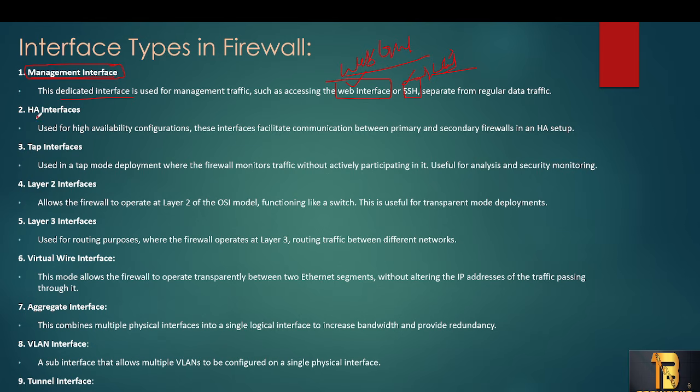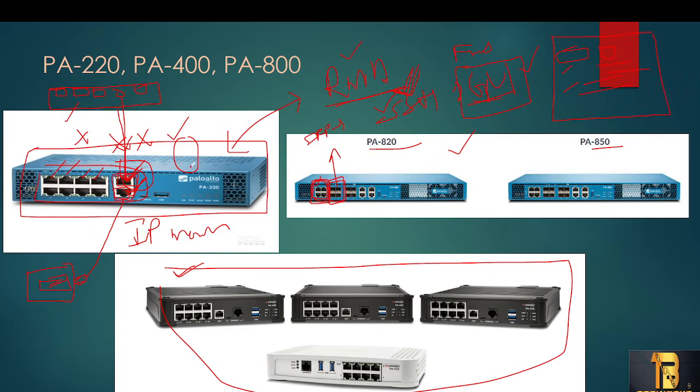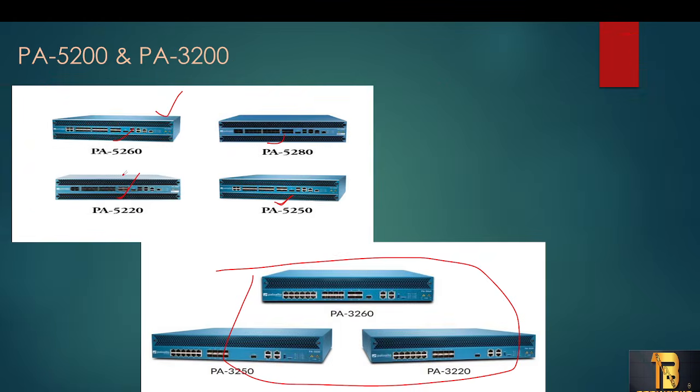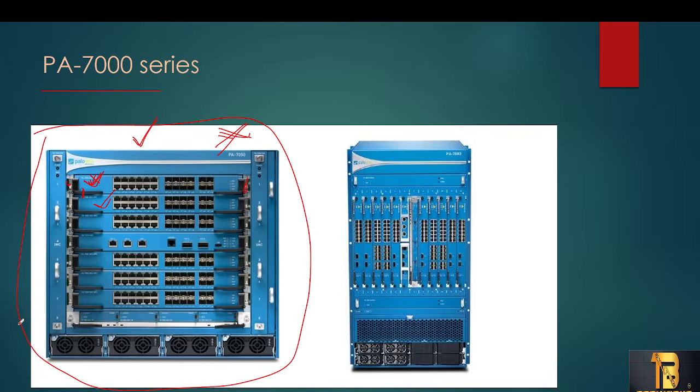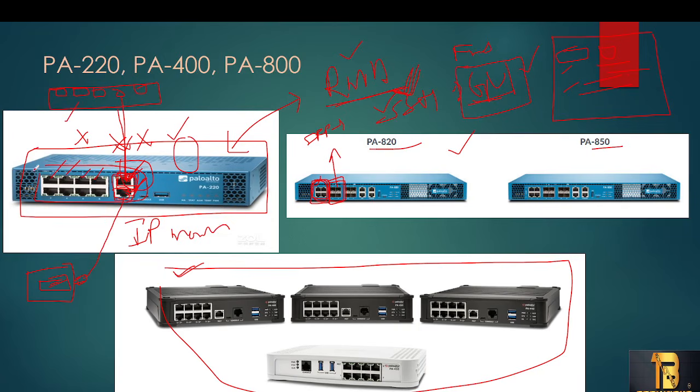The next interface will be the HA interface. I am saying this management interface is a dedicated interface that we have for management, and the rest are all these other ports we are talking about. In the Palo Alto firewall we will have two planes. One is the management plane, so the firewall will have a management plane and a data plane.